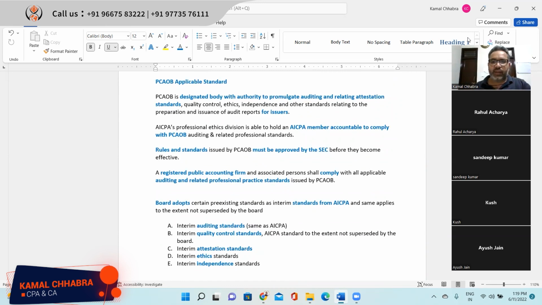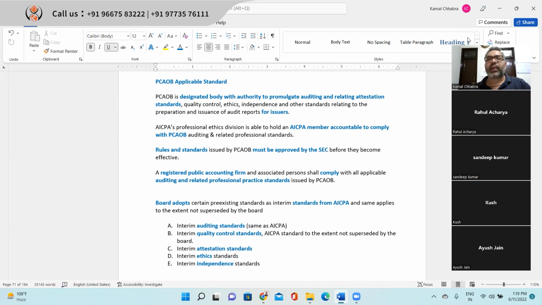The PCAOB is the designated body with authority to promulgate auditing and related attestation standards, quality control standards, ethics and independence rules, and other standards relating to the preparation and issue of the audit report for the issuer. Like we discussed earlier, they have adopted the AICPA auditing standards and built on that with some additional requirements to conduct the audit of the issuer. Same way, they have adopted SARS and SSAs.